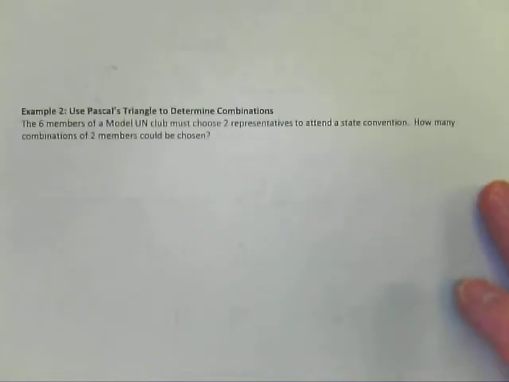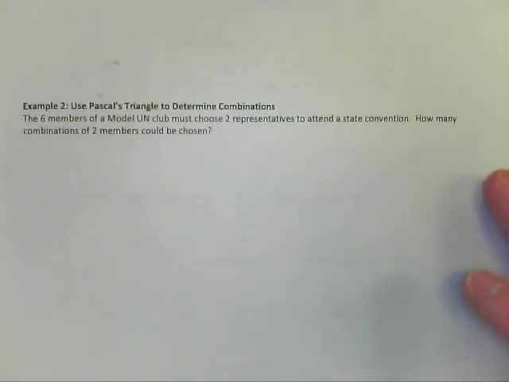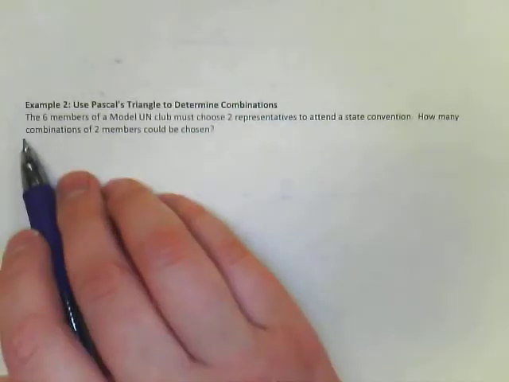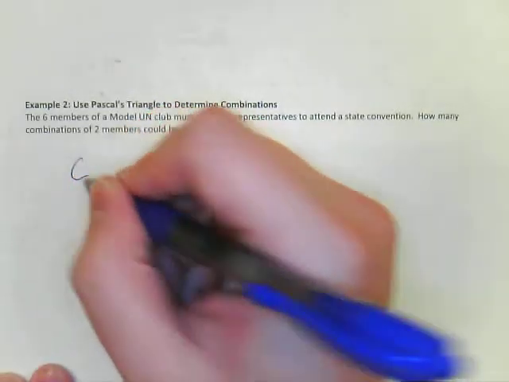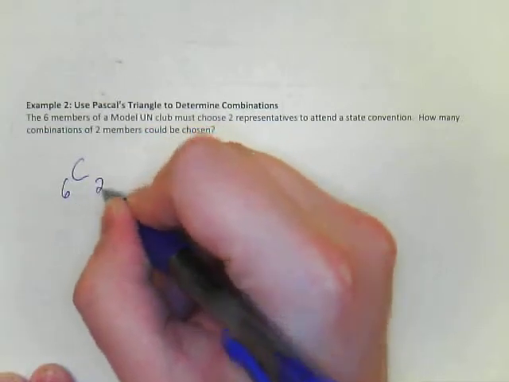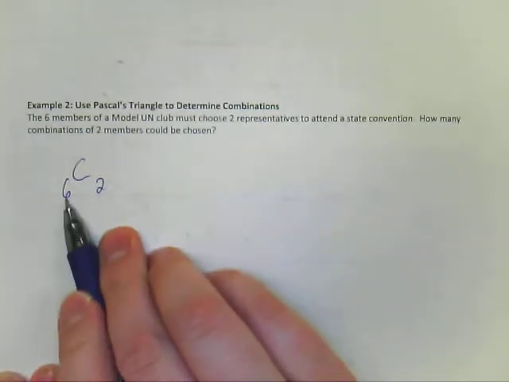Example 2, let's look at trying to use this for combinations. Let's read the problem here. There are 6 members of a Model UN club. We need to choose 2 representatives to attend a state convention. How many combinations of 2 members could be chosen? So this is a combination. We're choosing 2 people out of a group of 6.